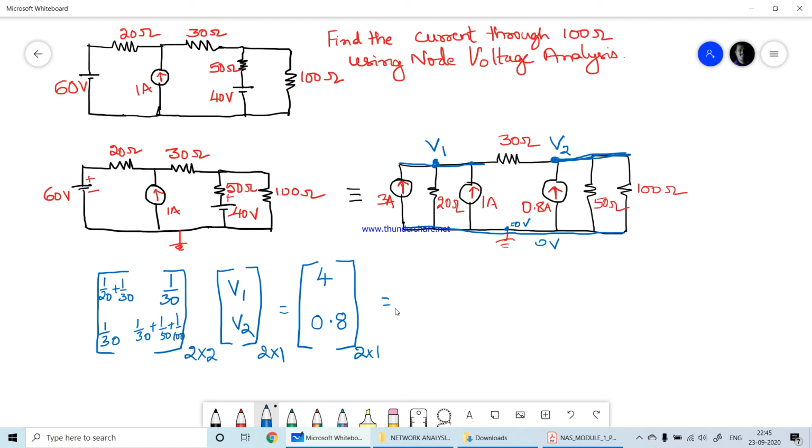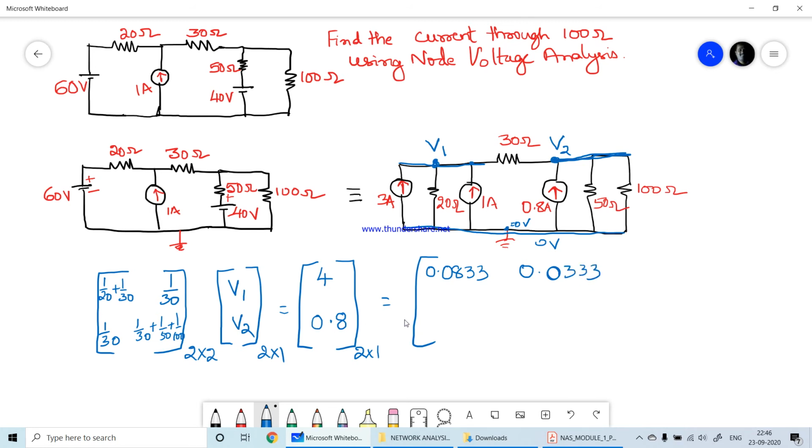So if you take 1 divided by 20 added with 1 divided by 30, we get 0.0833. And 1 divided by 30 gives us 0.0333.